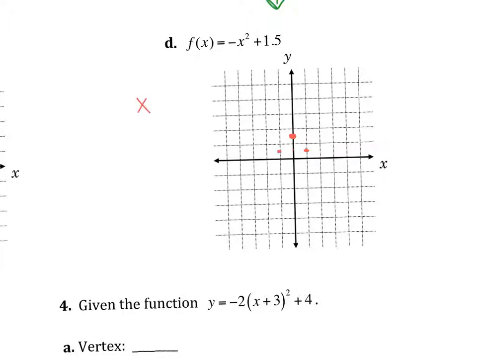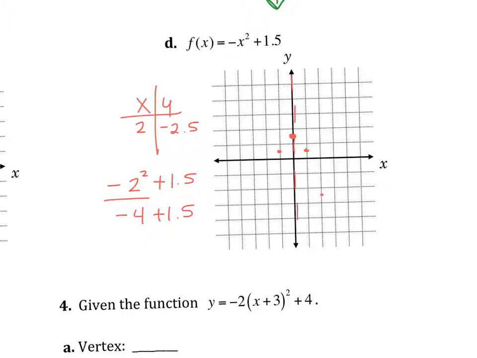What's a good number to plug in right now? We already have 0. Plug in 2 for your x. Here's where you have to be careful. This is saying the opposite of 2 squared plus 1.5. What is the opposite of 2 squared? -4. That negative doesn't go away. It's not in parentheses, right? So this is -4 plus 1.5. So if you plug in a 2, you get a -2.5. So 2, -2.5, and then reflect it.